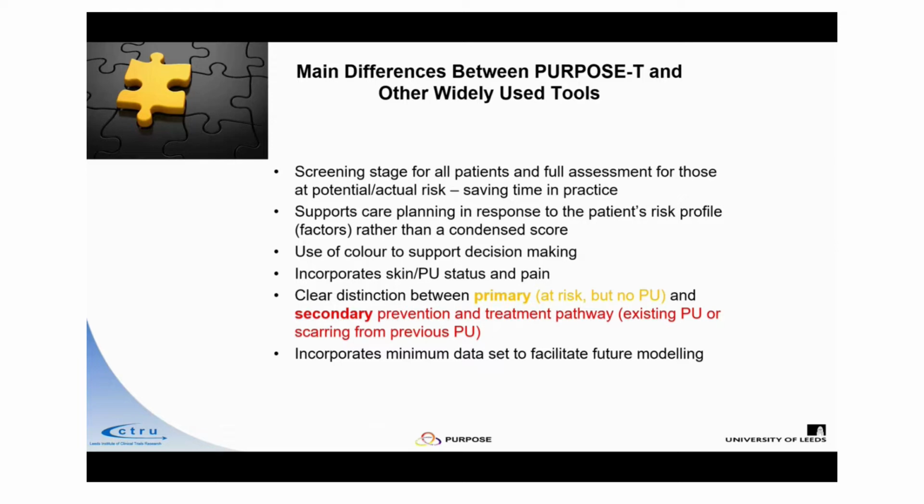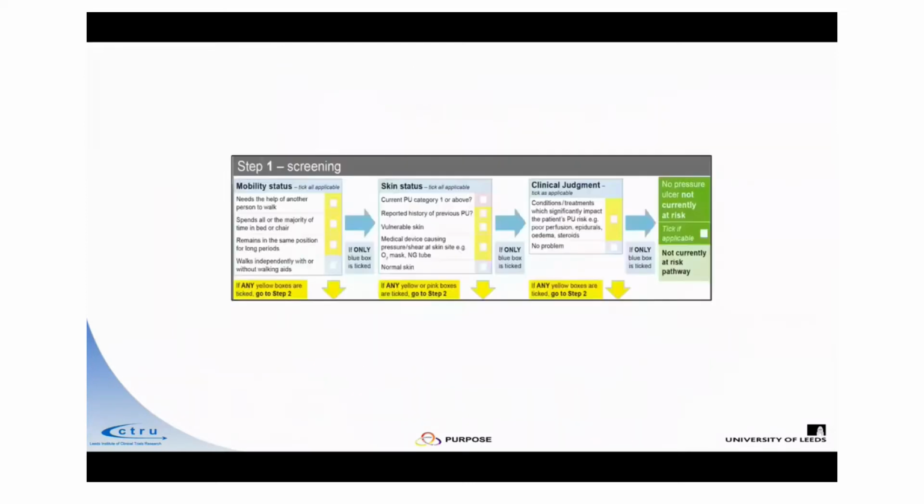So the ones who are at risk without a pressure ulcer, and then the ones who actually do have a pressure ulcer. And also it incorporates a minimum data set, which we might be able to use for future modelling. So a little bit more detail now about the screening step.